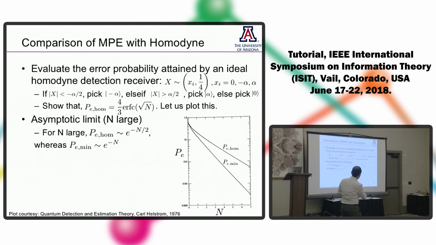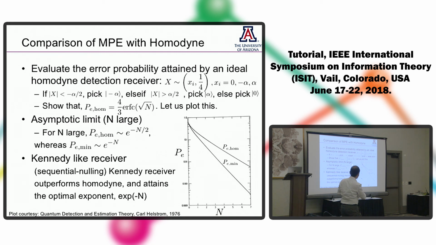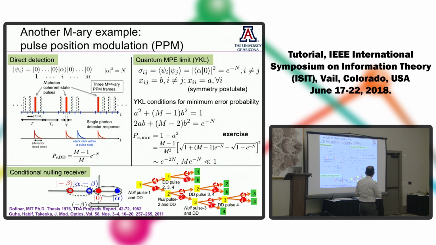And this is the quantum limit, but you can show that the quantum limit goes as e to the minus n, whereas the homodyne goes as e to the minus n over 2. So there is a factor of 2 worse. And you can design a Kennedy-like receiver, which will get you to the e to the minus n scaling. And this was work I did with my colleague Ranjit Nair a few years ago. This applies for any constellation, but it does not exactly attain the PE min. So we don't know how to get to the exact PE min.